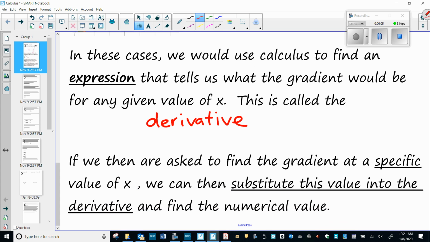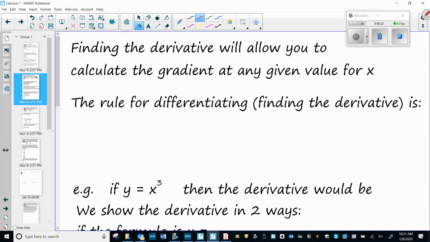If they were then asked to find the gradient at the specific value of x, we can then substitute the value into the derivative and find the numerical value. So, how do we find this derivative? Well, it's actually pretty straightforward. Finding the derivative will allow you to calculate the gradient at any given value for x.